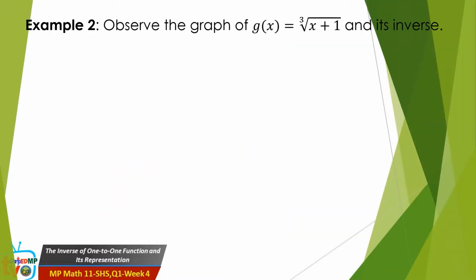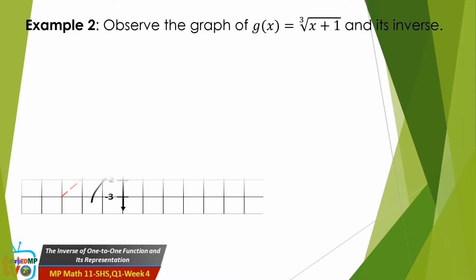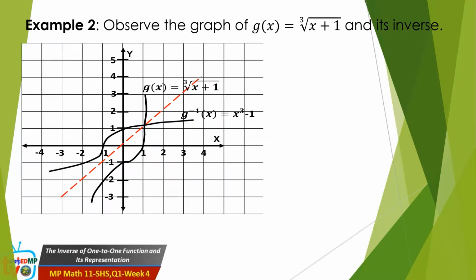Example number 2. Observe the graph of function g of x, which is the cube root of x plus 1 and its inverse function. Applying the steps in finding the inverse of one-to-one function, the inverse function of g of x is x cubed minus 1. Then, draw the graph of function g of x and its inverse function.